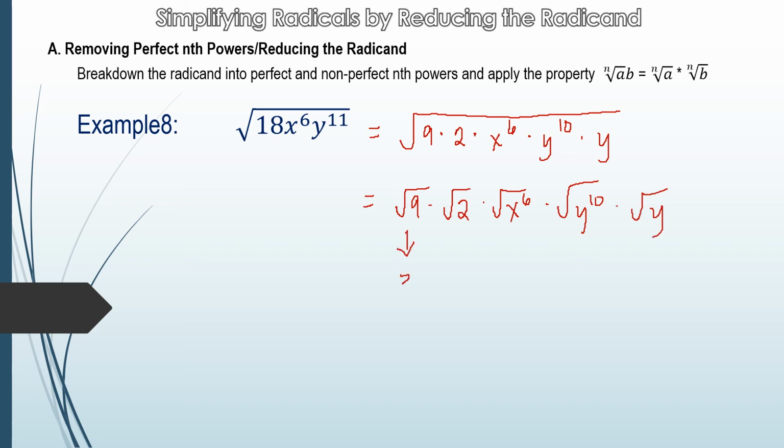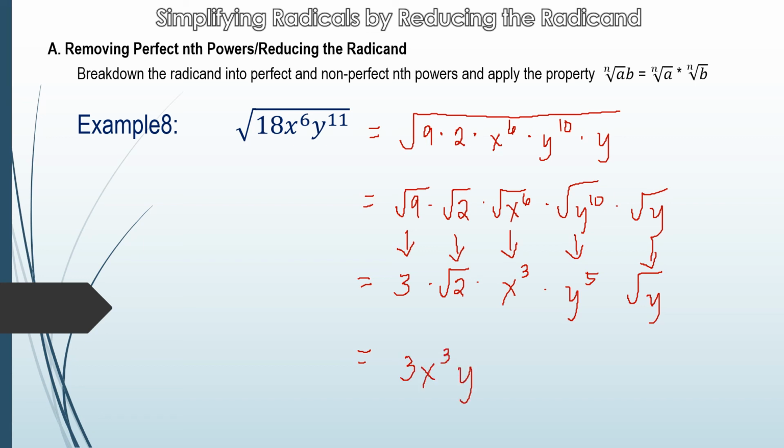The square root of 9 is 3. Bring down the square root of 2. And then we have x raised to the 3rd power. The square root of y to the 10th power is y raised to the 5th power. Bring down the square root of y. Therefore, in simplest form, we have 3x cubed y raised to the 5th power times the square root of 2y.